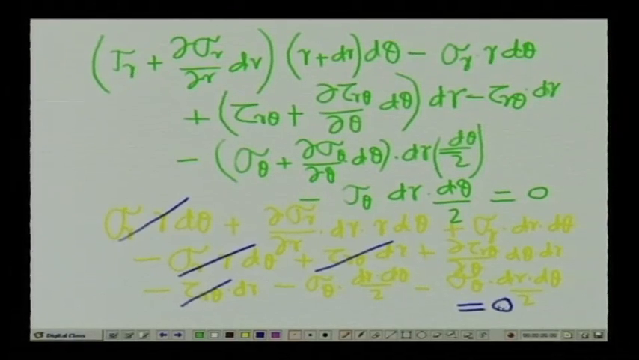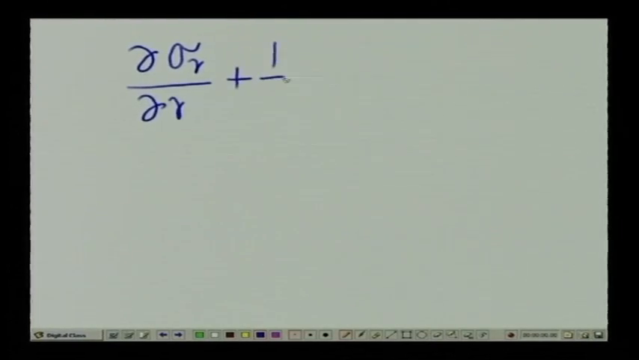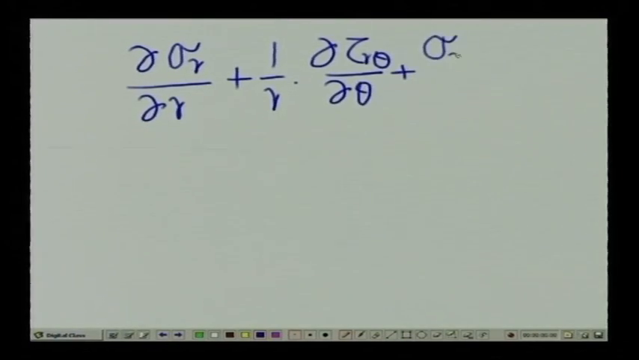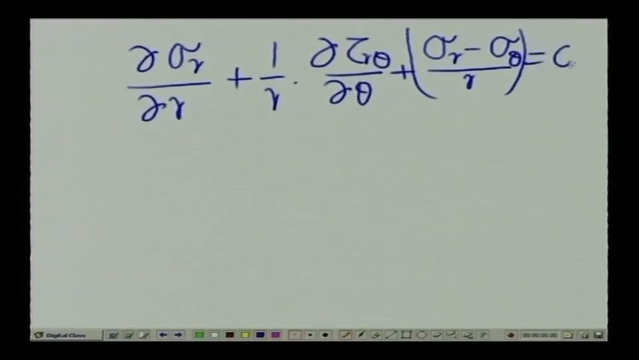So, if we write it down and divide the whole thing by dr d theta, then what is left is del sigma r by del r plus 1 by r del tau r theta by del theta plus sigma r minus sigma theta by r equals 0. So, this is the equilibrium equation in the radial direction.